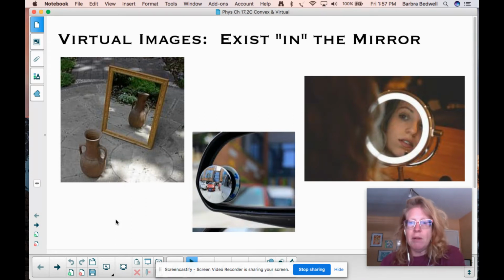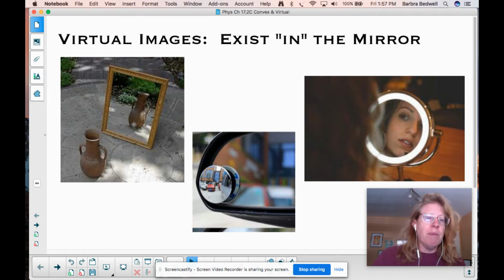For this particular one, we're going to be talking about virtual images. We're going to be using ray diagrams again, but in this case, instead of drawing real images, we'll be figuring out how mirrors produce virtual images and where they are. I've got 3 examples of virtual images right here. None of these are real images. These are all images that exist only in the mirror itself.